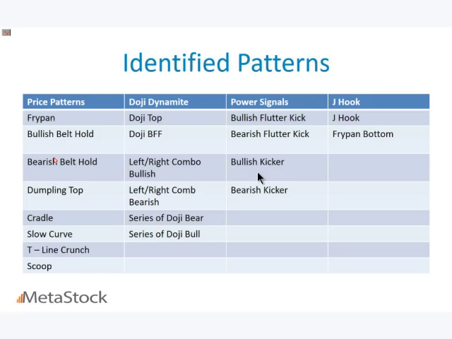Bearish bolt hold. This is the scan that'll find all your price patterns. These will find your J-hook patterns. These will find your Doji dynamite.